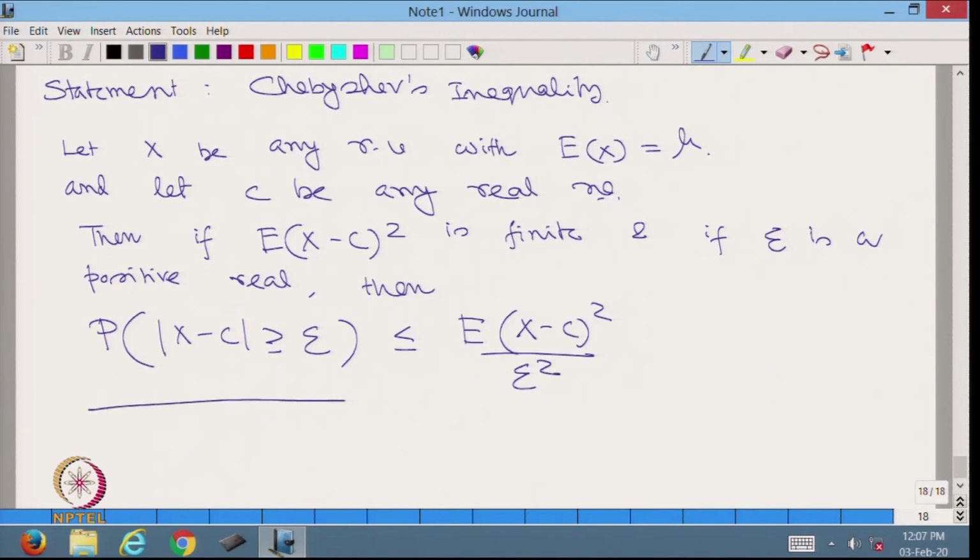So, that is the result. This gives an upper bound on how much is the probability that x lies at a distance more than epsilon around C.